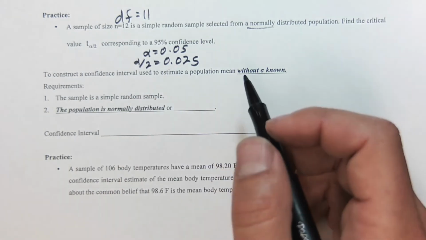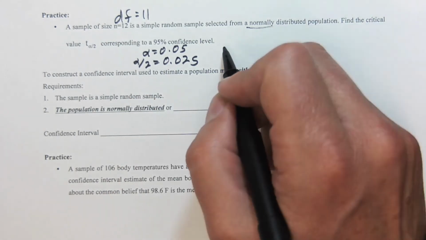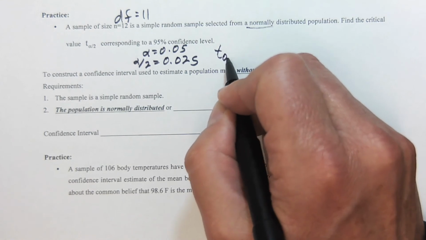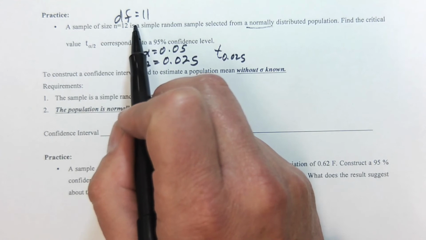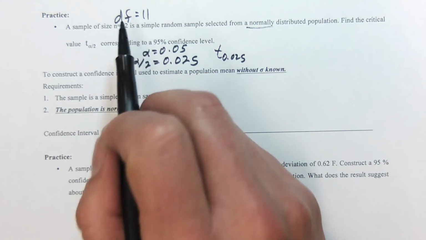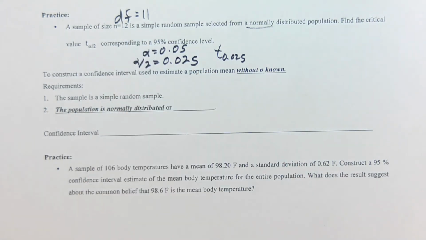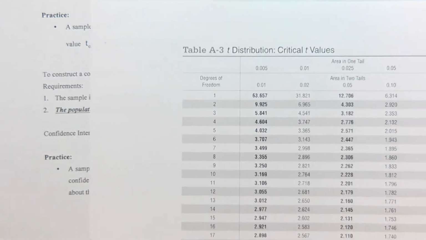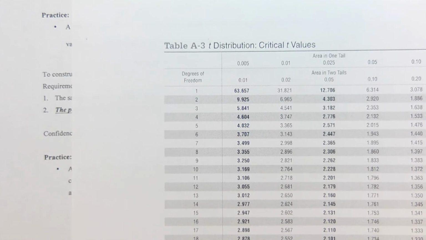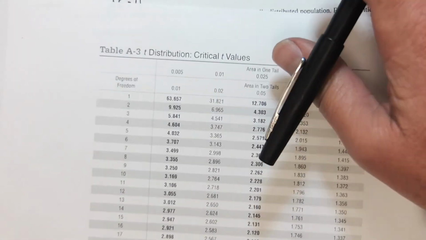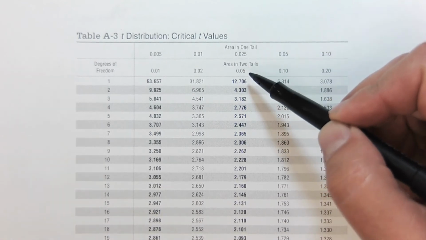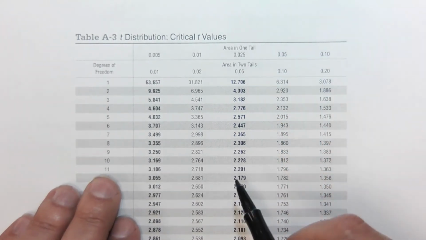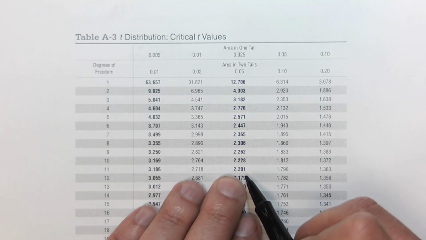Now what that means is I need to find t sub 0.025 with degrees of freedom of 11. So what I'm going to do is go to my t-table, which is my degrees of freedom. And we're here. One tail is 0.025. Two tail makes it 0.05. We're going to go to degrees of freedom is 11. That's right here. 2.201.